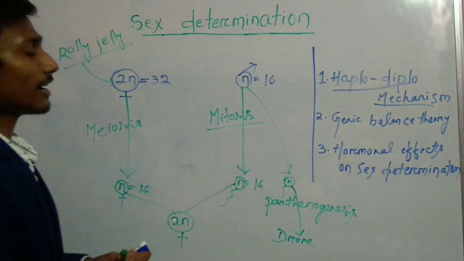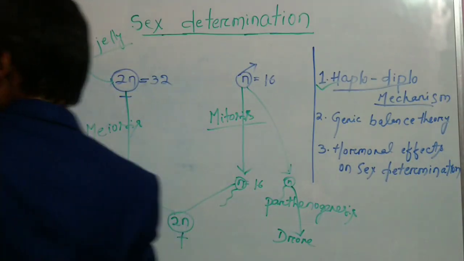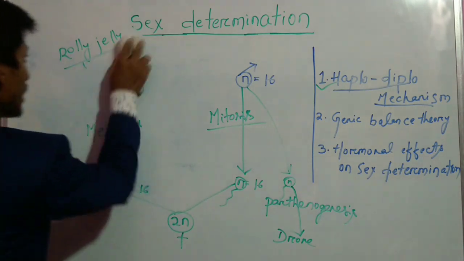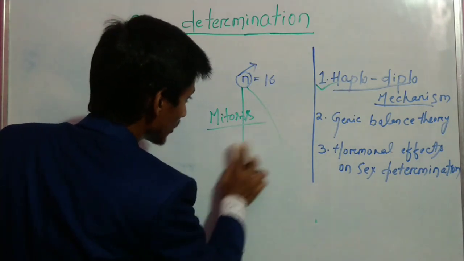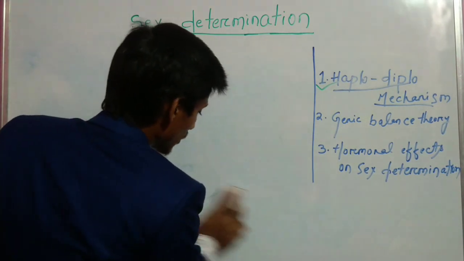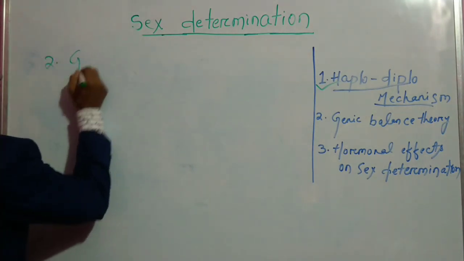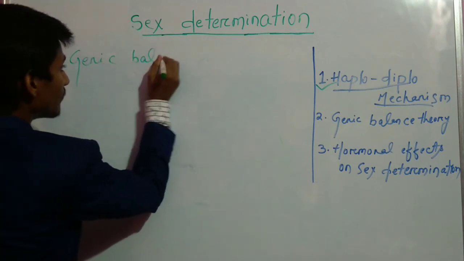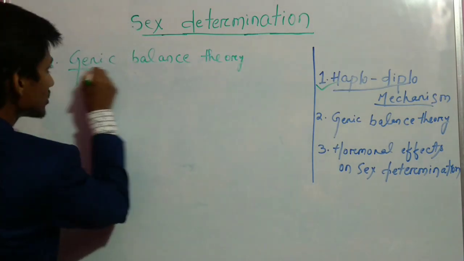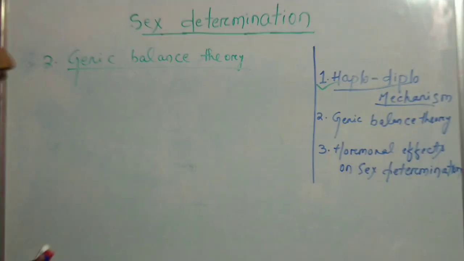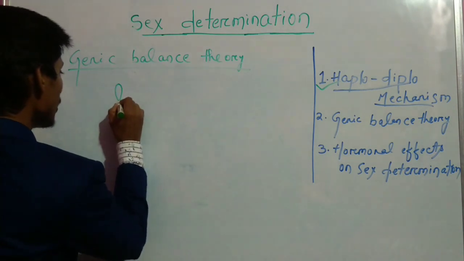Okay. Now we will see the second mechanism of sex determination, that is genic balance theory. So let's see what is genic balance theory. This method is found in case of drosophila or the fruit fly. This theory suggests that in case of drosophila, the character for maleness is present in the autosomes.